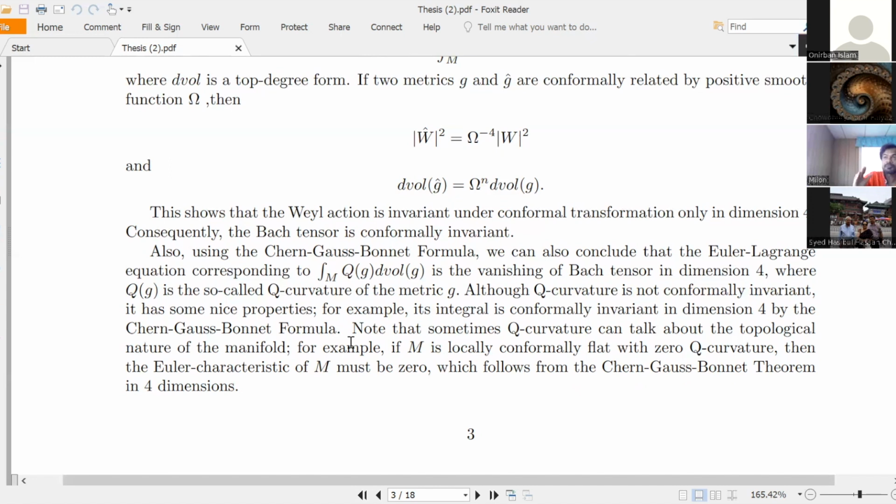So think for a second. It's a very, very strong statement, because whenever you say your Euler characteristic is identically zero, the Euler characteristic is a thing related to the global property of your manifold. It's not a local thing. On the other hand, curvature is a local thing. The vanishing of this Q curvature tells you some global nature of your topological manifold. This is so cool.